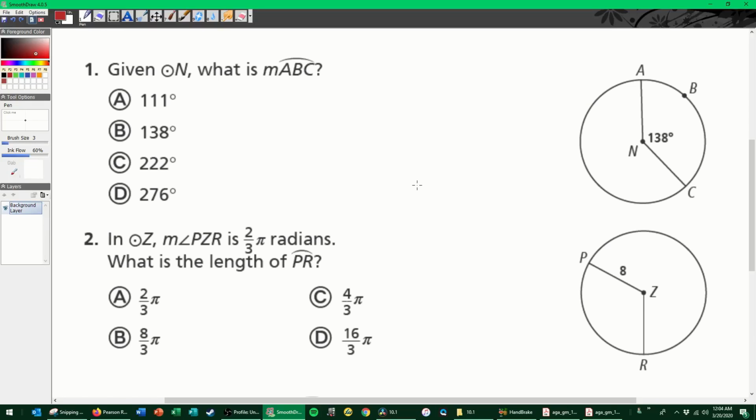All right, let's look at some of the homework problems, some things that you're going to see. We might have a little surprise here on number 2, so let's keep our eye out on that one. But let's start with number 1. Given circle with center N, what is the measure of arc ABC? So we're going to go from A to B to C. It wants this minor arc. I'm calling it a minor arc because it definitely isn't more than half of the circle. So this minor arc is 138 because my central angle is 138 degrees.